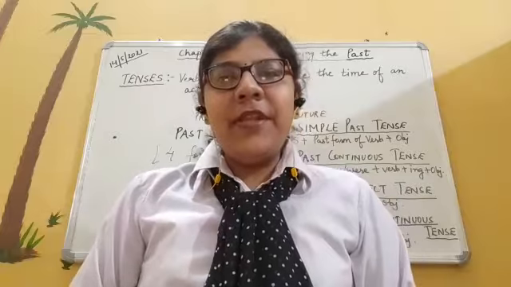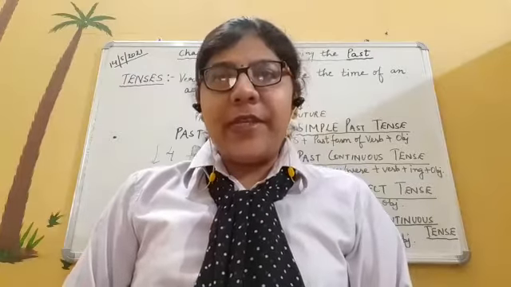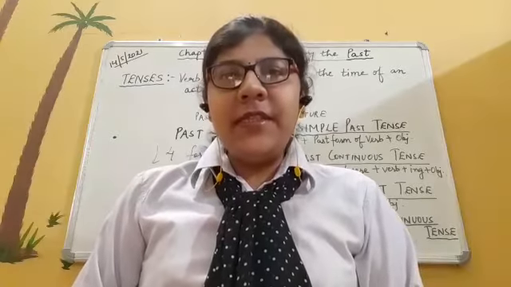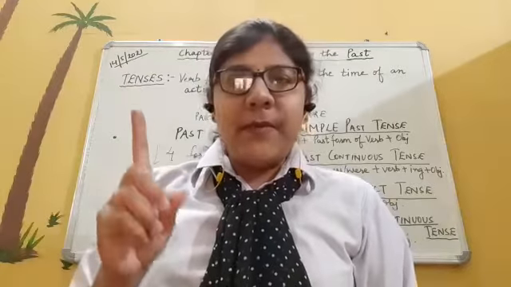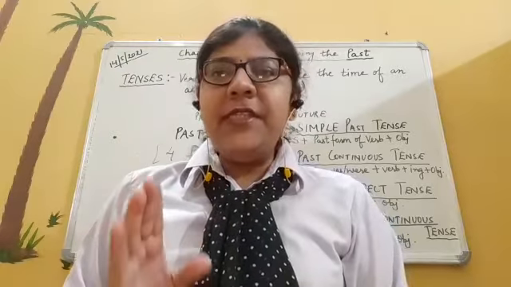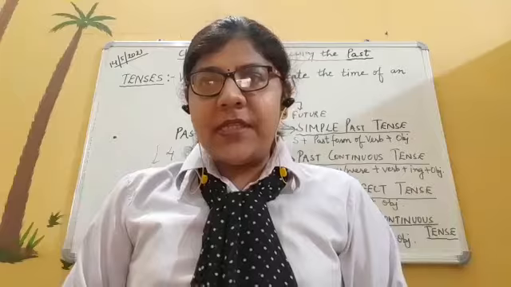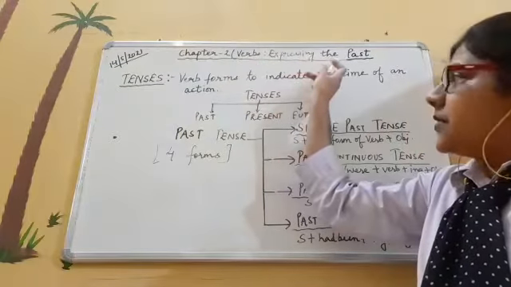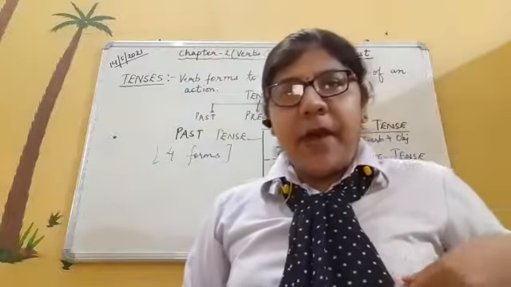Children, if you remember, in the last video, we discussed the present tense and its four different forms. We discussed that present tense is divided into four forms: simple present tense, present continuous tense, present perfect tense, and present perfect continuous tense. So today we will be dealing with verbs expressing the past. We will be dealing with the past tense.